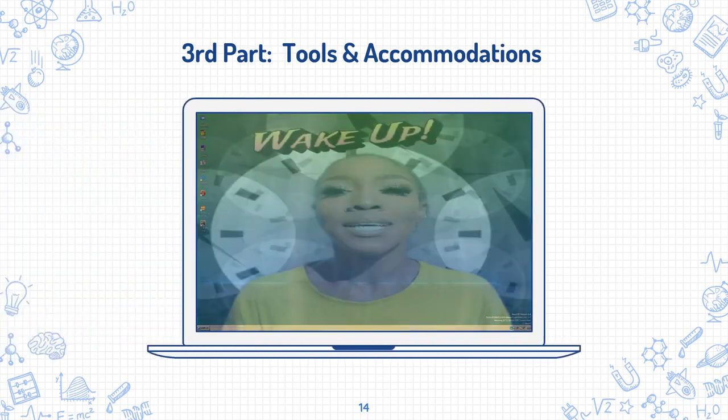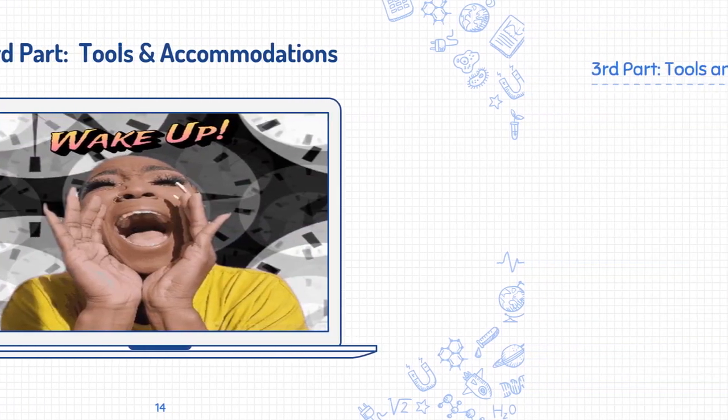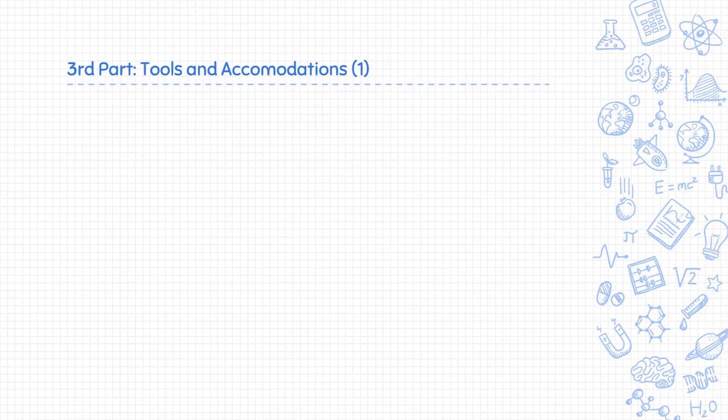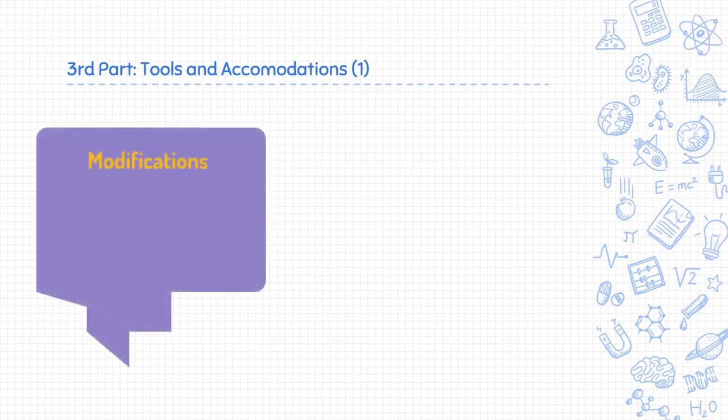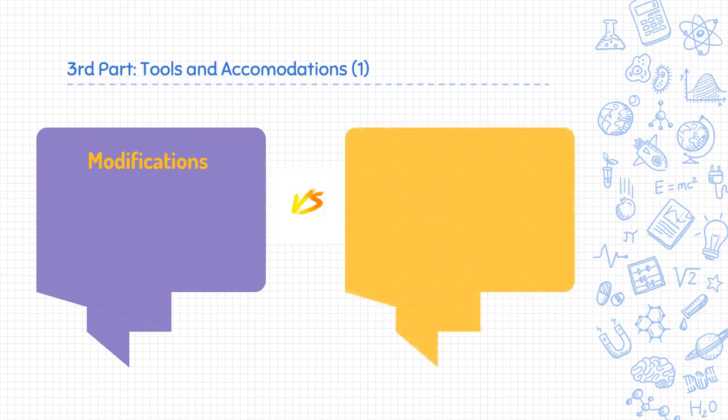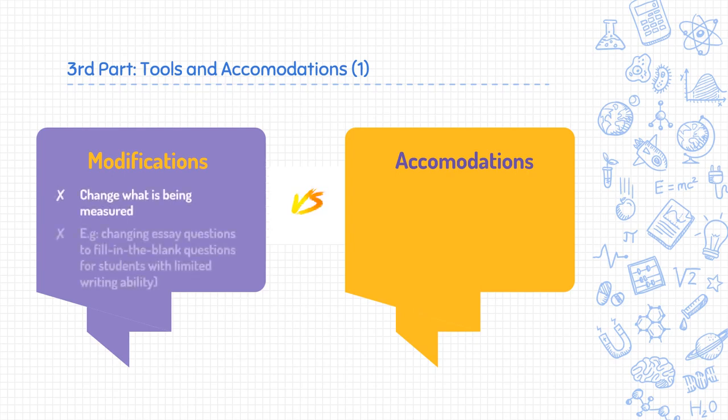We now turn to our third and final part, tools and accommodations. Accommodations are changes to an assessment, or the way an assessment is administered, that help students better represent what they know or can do. It occurs especially in inclusive education settings as it allows all students to be assessed with equity.